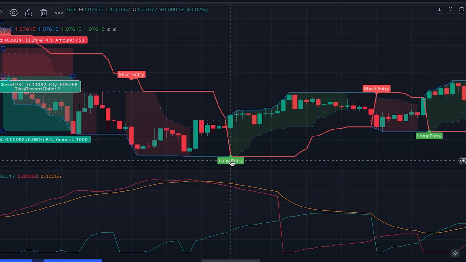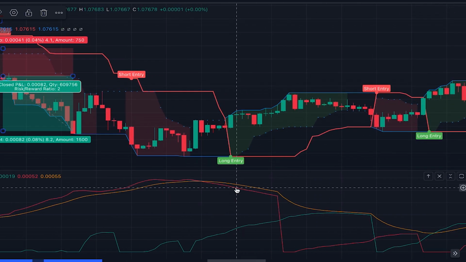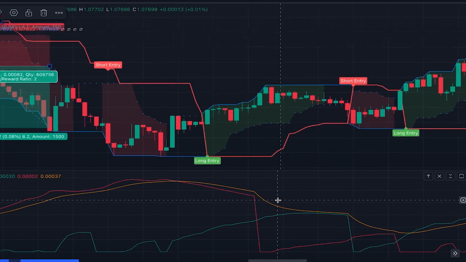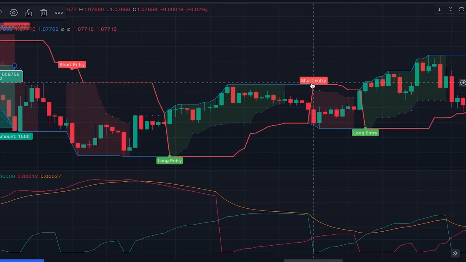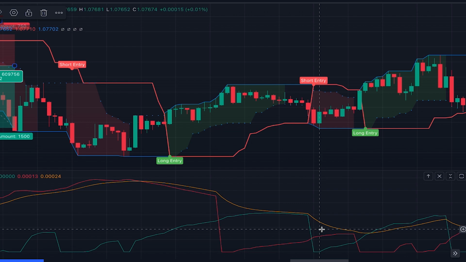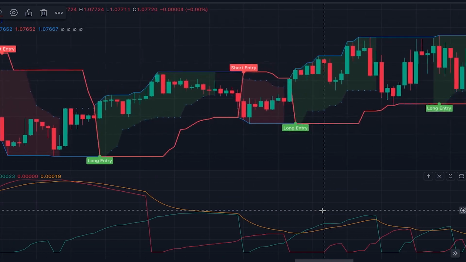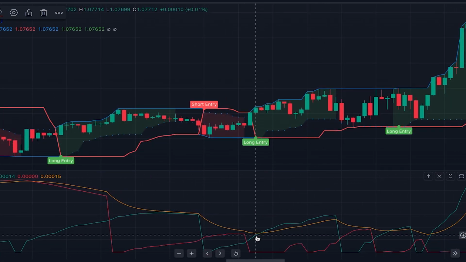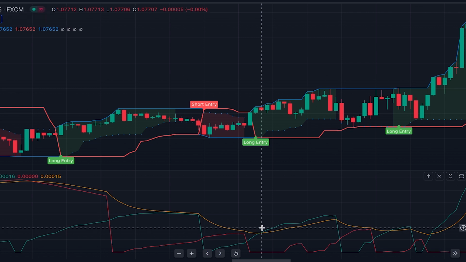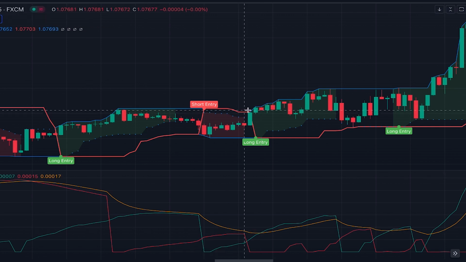This buy signal here is not confirmed because we didn't have green line crossing above the orange line. Here we have a short position signal. This is also rejected because we didn't have crossing of red line above the orange line, and for this long position signal here, the green line crossed above the orange line at this point, so the signal is confirmed and we can enter a long position at this point where this new candle is opened.